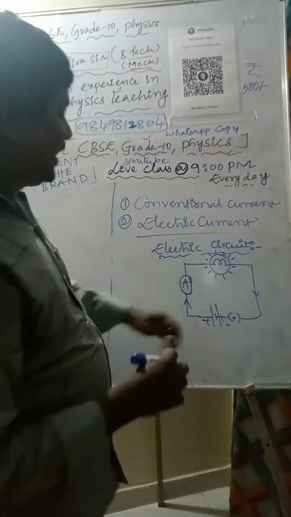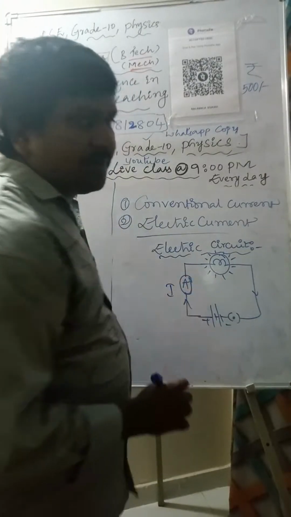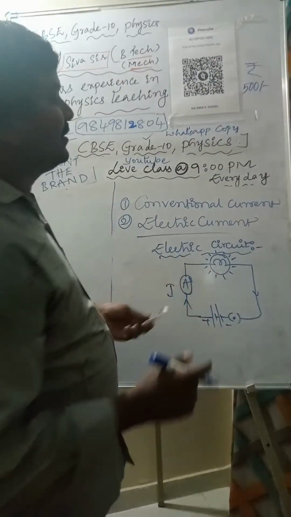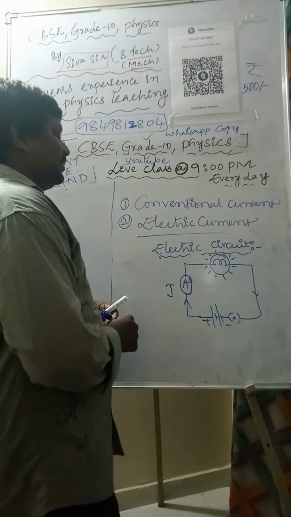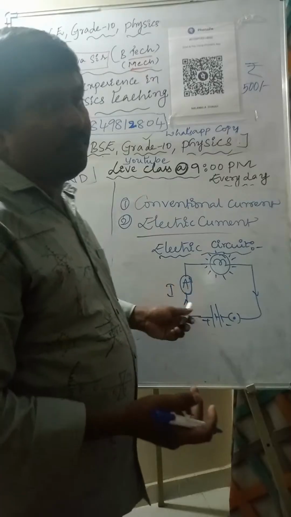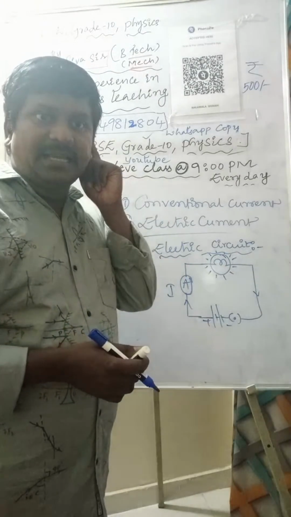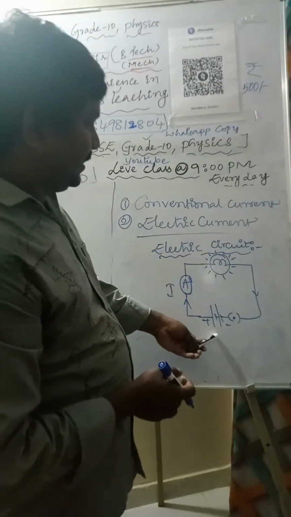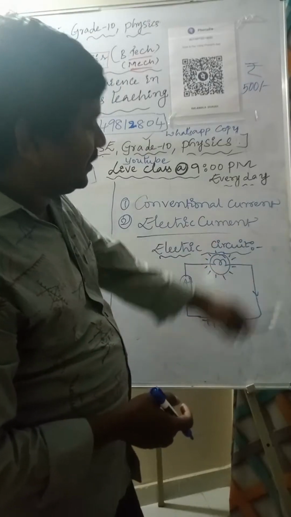So here, if the current is passing like this, it is the flow of positive charges. Before finding the electron, proton, and neutron, scientists gave the statement that current is the flow of positive charges. In the textbook, the direction of the current is taken from the positive terminal to the negative terminal.